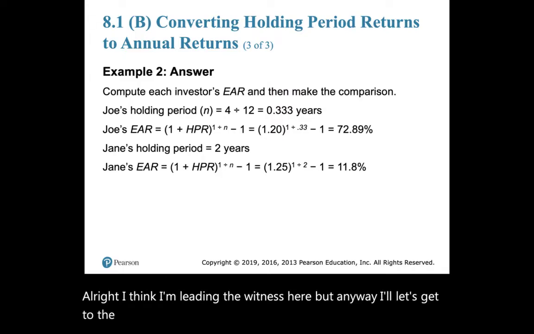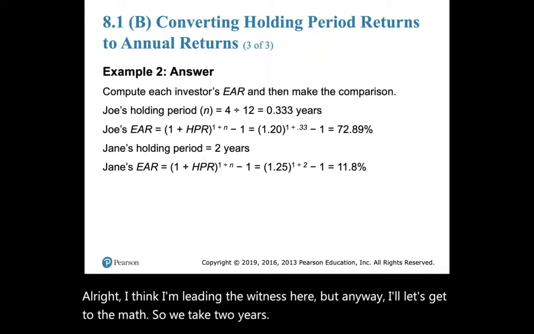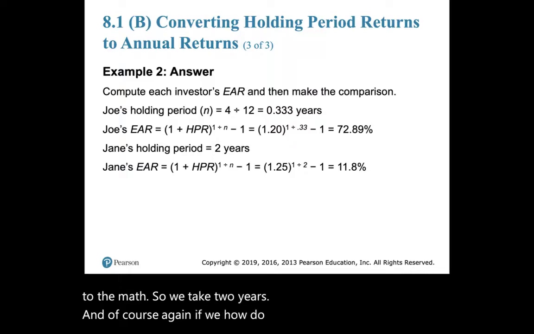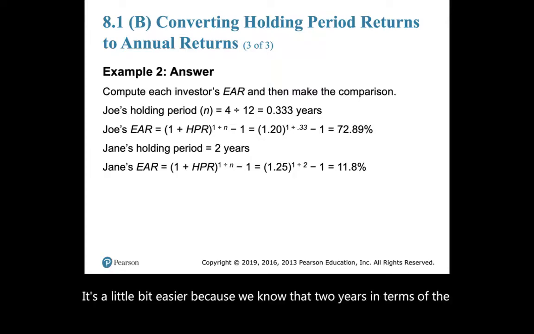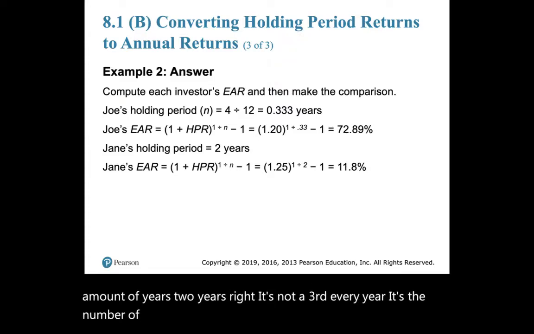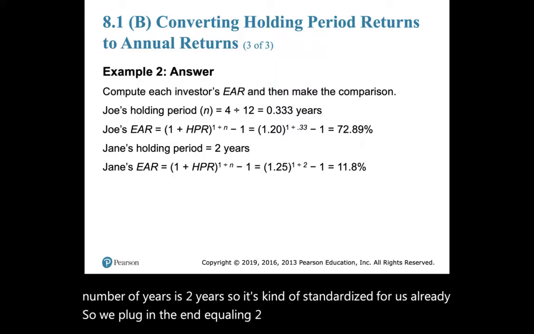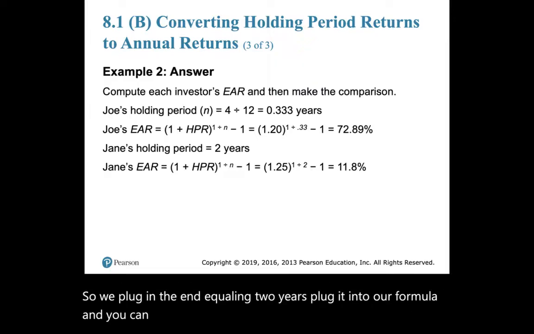So if we take 2 years, and of course, again, how do we calculate our N? Well, it's a little bit easier because we know that 2 years in terms of the amount of years is 2 years, right? It's not a third of a year. The number of years is 2. So it's kind of standardized for us already. So we plug in N equaling 2 years, plug it into our formula, and you can see that Jane's ERA is much lower, 11.8%.